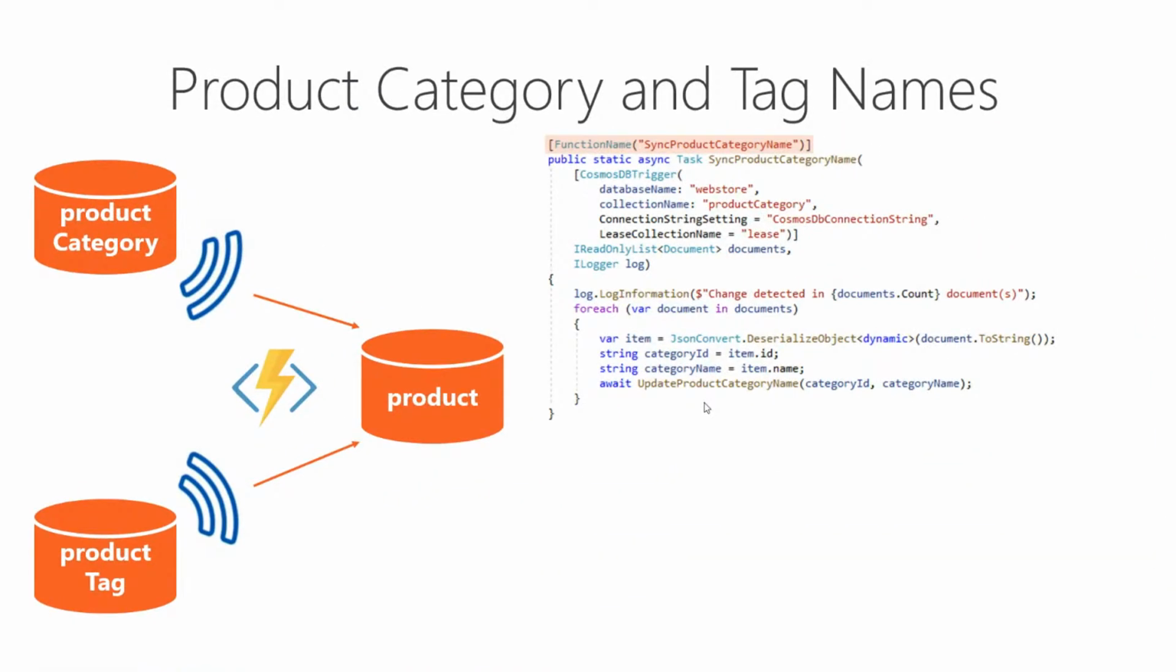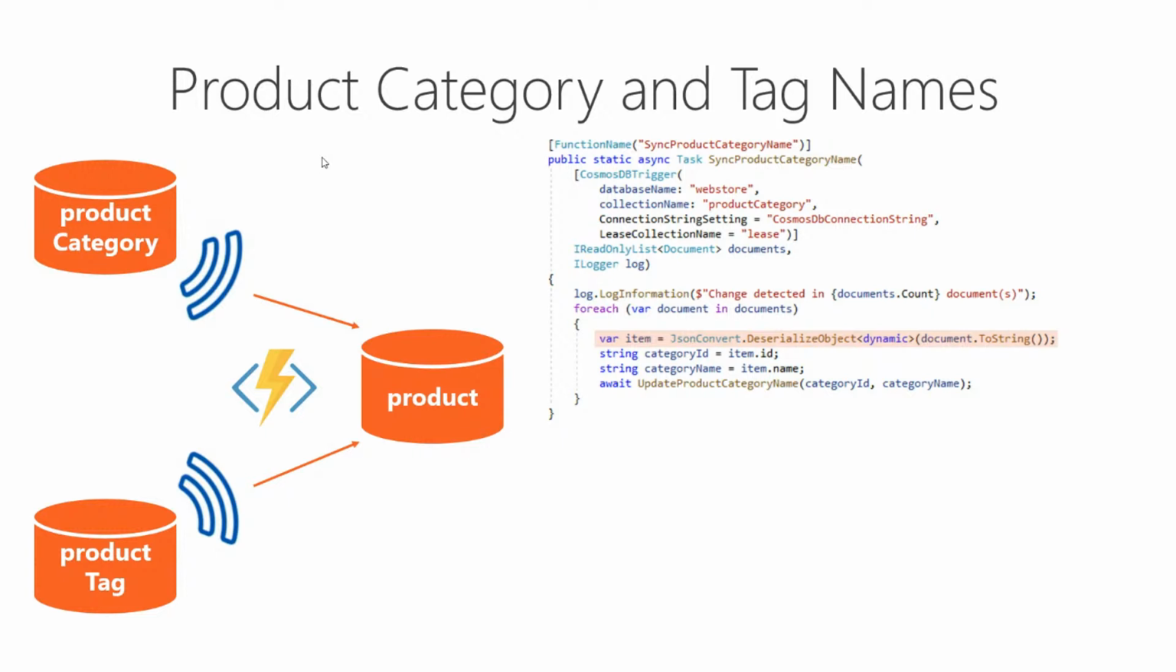Here's my Azure function name. The Cosmos DB trigger attribute means the Azure function will wake up whenever there's a change to the collection name, which is the container name. That's the product category right here. That's this guy right here on the left that we're watching for changes for, this product category container. And we're handed a read-only list of documents that have changed, and we simply iterate them.